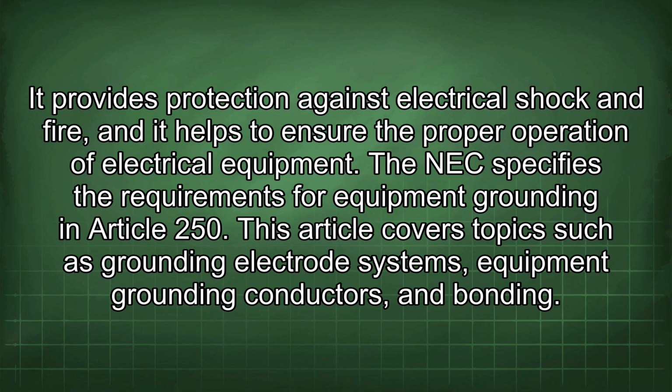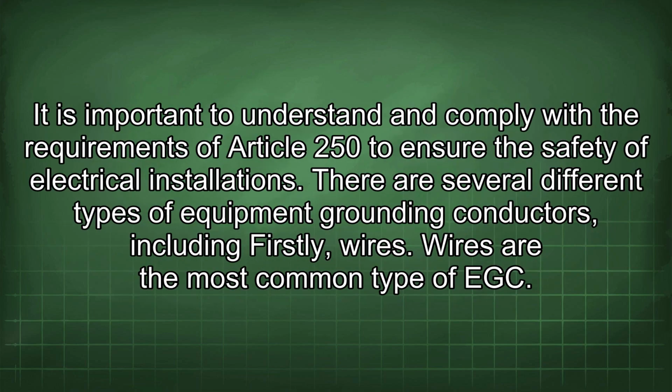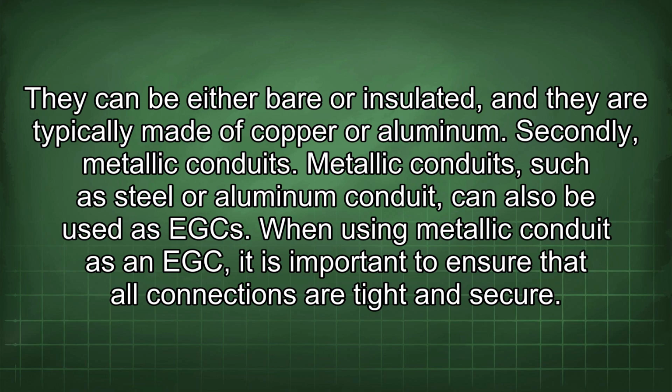The NEC specifies the requirements for equipment grounding in Article 250. This article covers topics such as grounding electrode systems, equipment grounding conductors, and bonding. It is important to understand and comply with the requirements of Article 250 to ensure the safety of electrical installations. There are several different types of equipment grounding conductors, including, firstly, wires. Wires are the most common type of EGC. They can be either bare or insulated, and they are typically made of copper or aluminum.